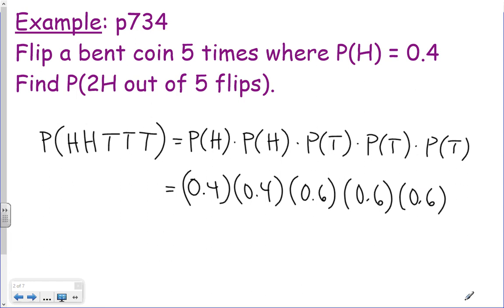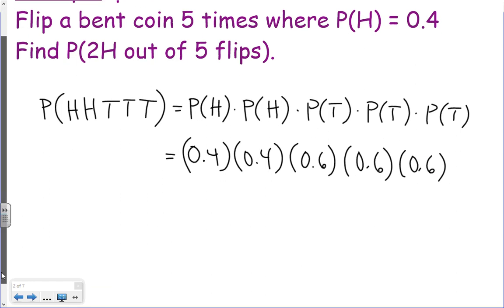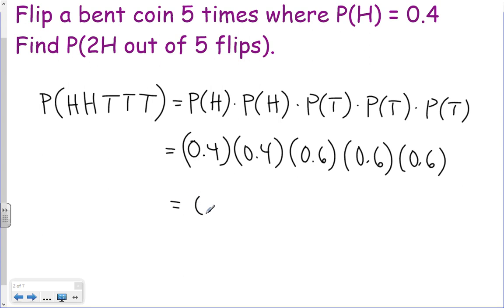Or I guess we could rewrite this, since it's a repeated product here that we've got. I could actually write this as 0.4 squared, which is interesting because that's accounting for the 2 heads that I want to end up with. And then 0.6 cubed, which is interesting because that's accounting for the 3 tails that I need to account for. But that right there would give me the probability of getting this exact outcome here. Heads, heads, tails, tails, tails. Exactly in that order with exactly those results.